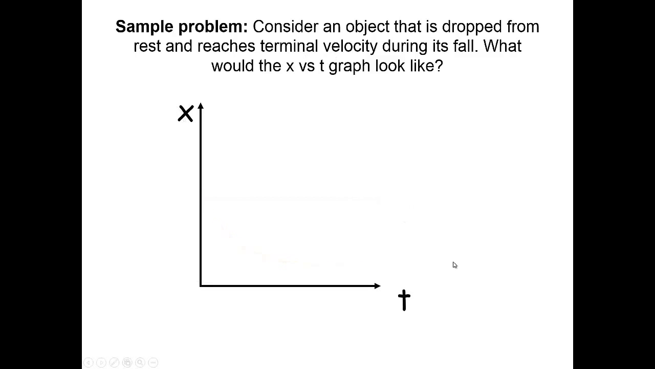The next one, they want to know an object that is dropped from rest and reaches terminal velocity during its fall. This is a position versus time graph, so a lot different than our velocity versus time graph. Here you'll notice that we start at a certain position. We don't have a lot of speed.